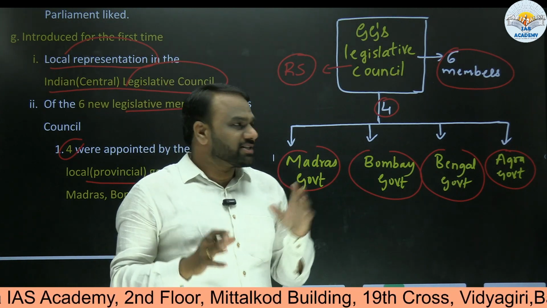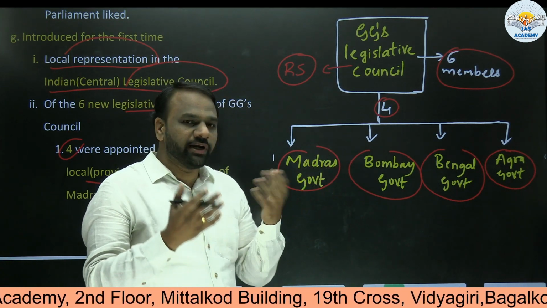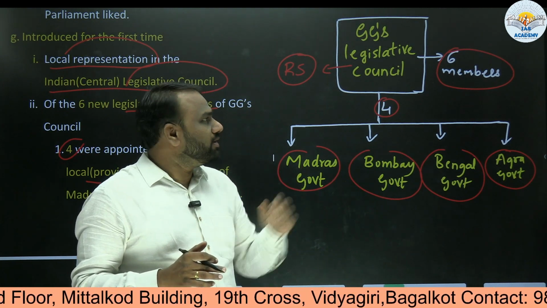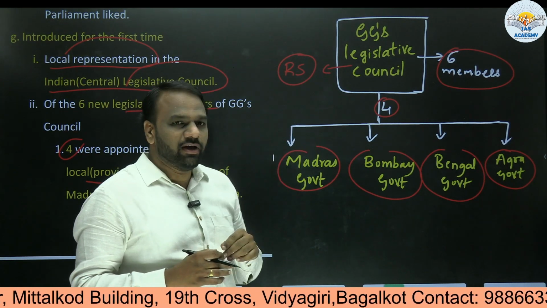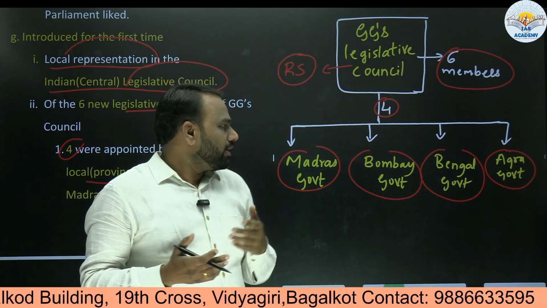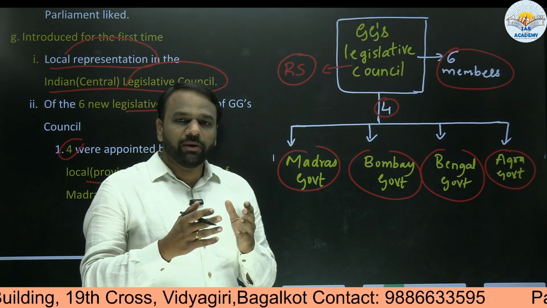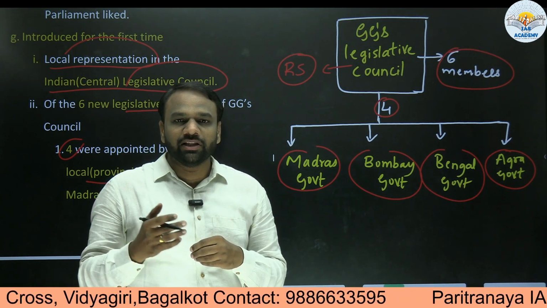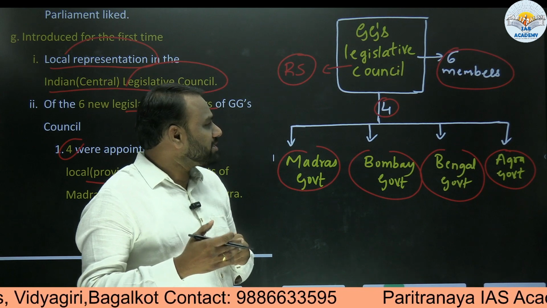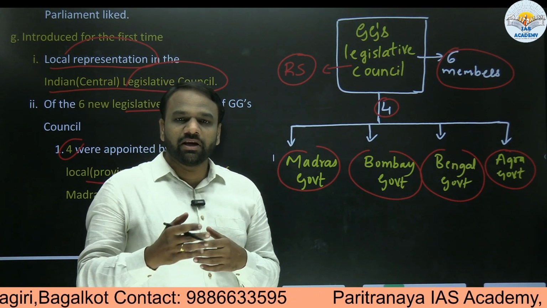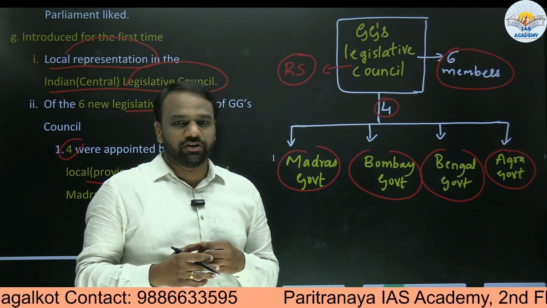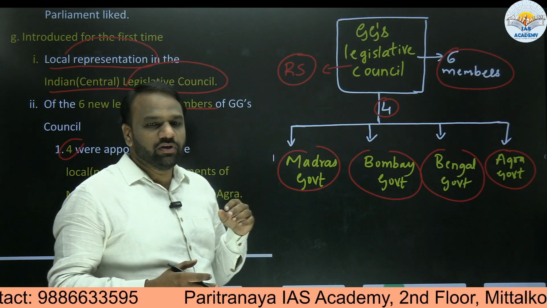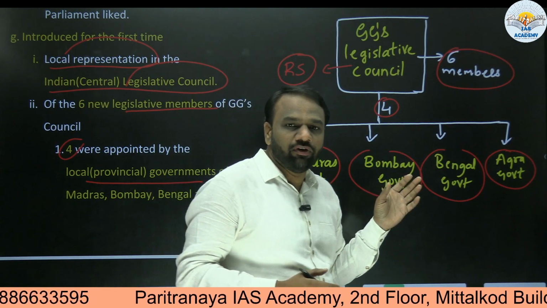To understand these things easily and to retain them, we can compare them to the present day system. If you make a comparison with the Rajya Sabha, it will be easy to remember. Why? Because at present in the Rajya Sabha, we have representation from different states. If we take Karnataka as an example, 12 members are represented from Karnataka in the Rajya Sabha. Similarly, different states have different representation. With the help of this analogy, this information can be retained very easily. So this was about the Charter Act of 1853.